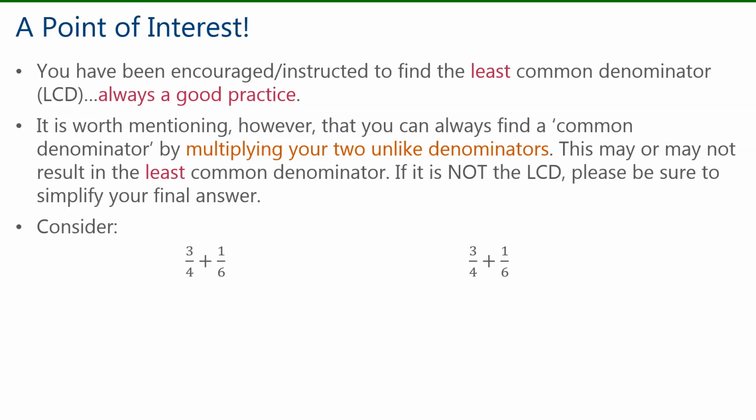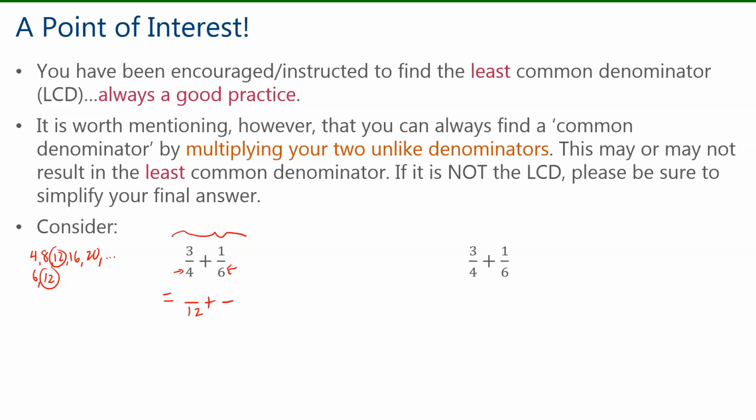So let's consider 3/4 plus 1/6. So we're going to work it out first, as we've been doing, by finding the LCD. So if I look at my denominators of 4 and 6, if I list off my multiples of 4: 4, 8, 12, 16, 20. If I list off my multiples of 6, 6 is not common, but 12 is. So 12 is my LCD.